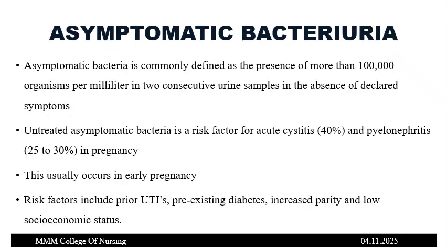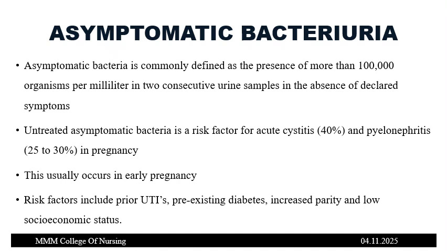Next, we'll move on to the topics one by one. All the classifications we'll study one by one. First is asymptomatic bacteriuria, which comes under the lower urinary tract infection. Asymptomatic bacteriuria is commonly defined as the presence of more than 100,000 organisms per milliliter in two consecutive urine samples in the absence of declared symptoms.